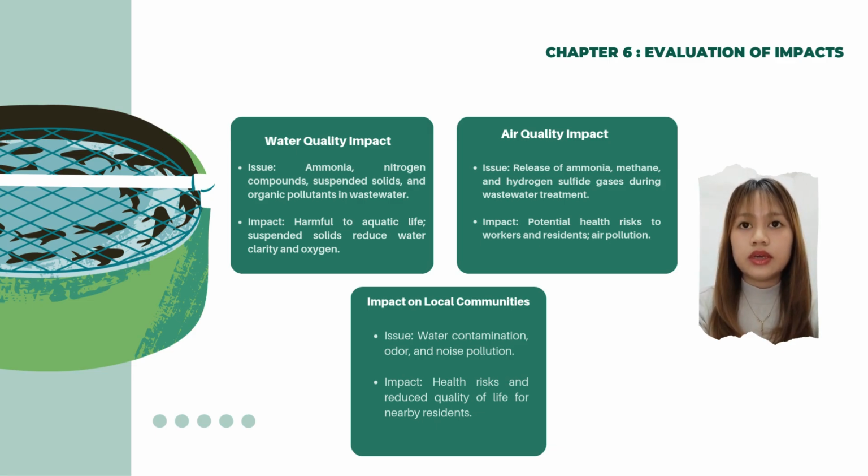Air pollution. Third is soil and land use impact. The issue is wastewater runoff and sludge disposal affecting soil quality. The impact is soil contamination and erosion. Fourth is impact on local communities. The issue is water contamination, odors, and noise pollution. The impact is health risk and reduced quality of life for nearby residents.